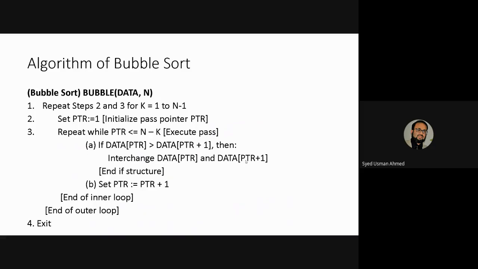Else, if this condition is false, we will just increment the value of PTR and iterate the loop again. We will keep on iterating till the while loop ends. Once this while loop is ended, we go back to the initial for loop where k is equal to 1. We increment the value to k is equal to 2, come inside, initialize PTR is equal to 1 again, and then repeat the while loop for this new k.